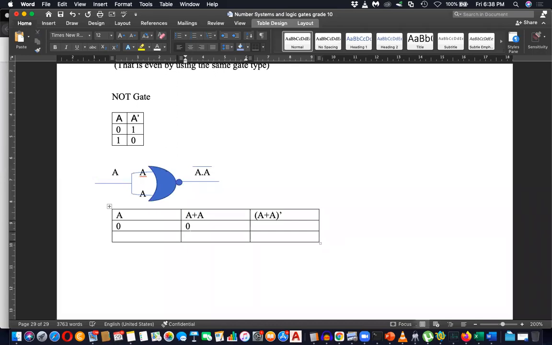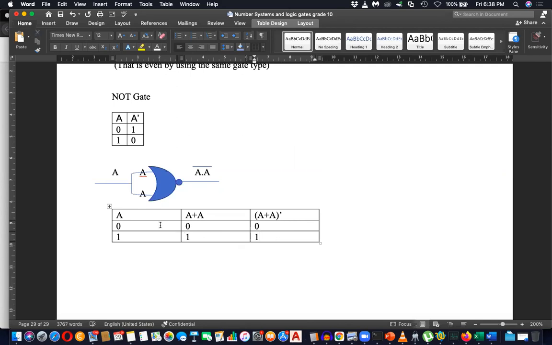Zero, yes. One. How come then? A is 0, A or A, OR gate, if there is a one among the inputs, it gives one. I think you forgot the basic theory of the OR gate. OR gate will output 0 if all inputs are 0. If it is 1, what will be the output? One. Yes. Then the NOT will be here, A or A NOT will be 0 and this will be 1.